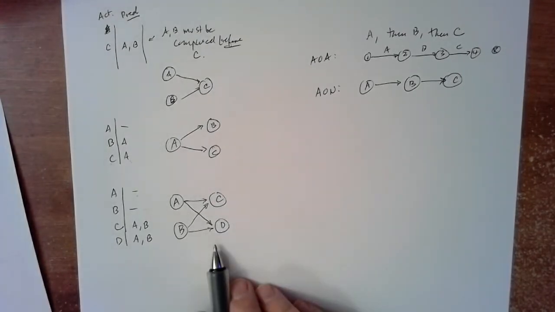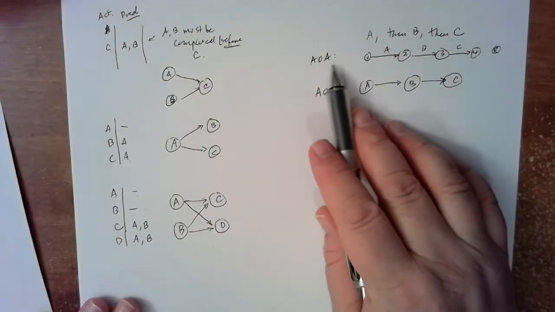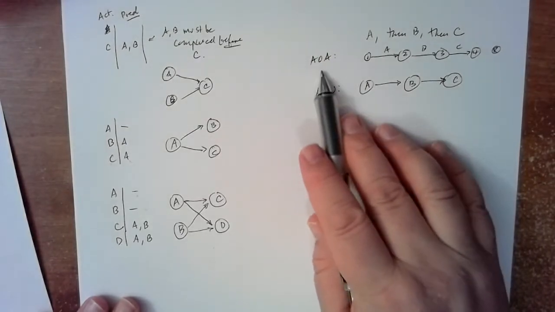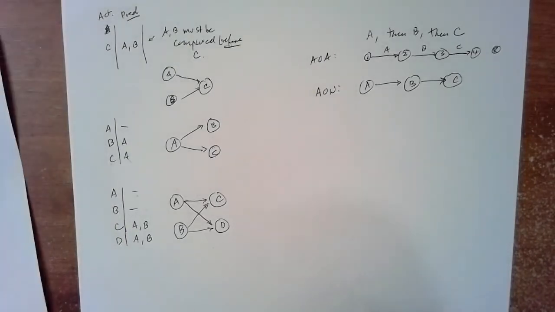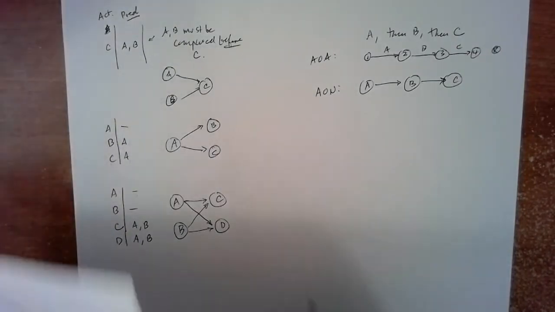Good. So this is actually a lot easier than doing the activity on arc, because in the activity on arcs, you have to use dummy edges and things. Okay, I think I've complained enough about activity on arc.